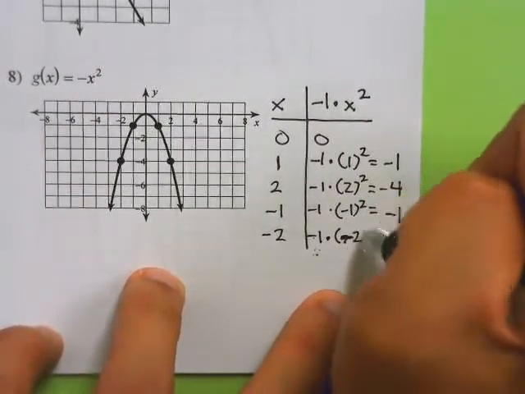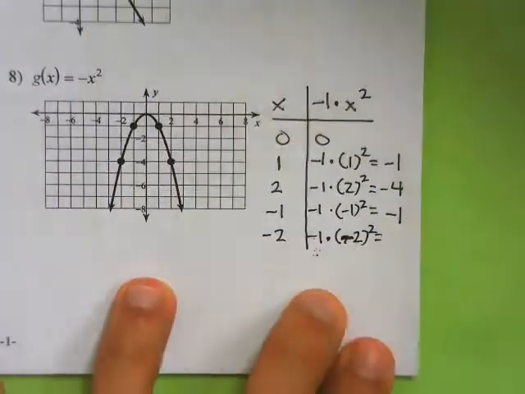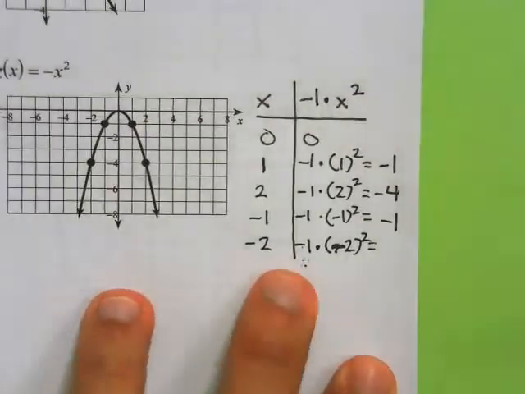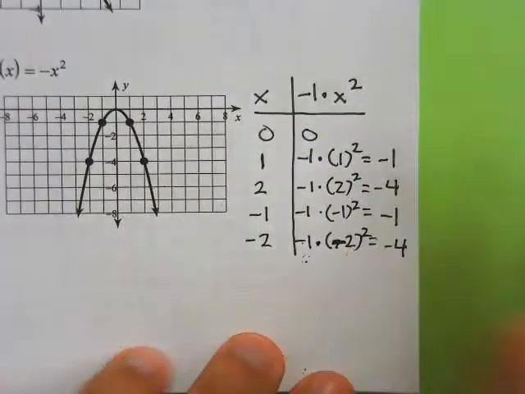Sorry, -2 squared. -2 times -2 is +4, but you're still going to multiply that by -1. This is going to be -4. So this is going to be your pattern for this.